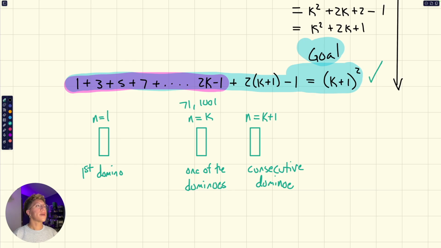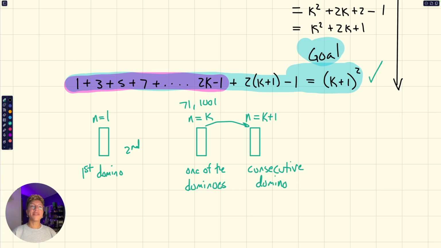So we then have the domino right after. What we're saying is that every time we have this domino, the domino after it falls as well. So for instance, if we start with the first domino, it's going to cause our second domino to fall. The second will cause the third to fall, the third to the fourth, and this will continue on to infinity.